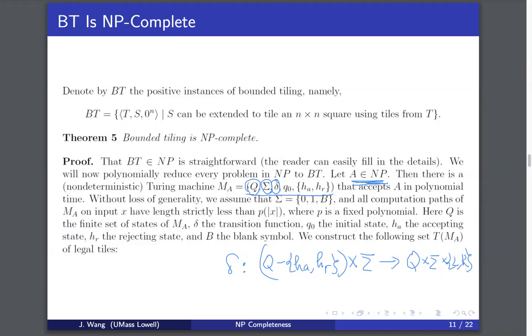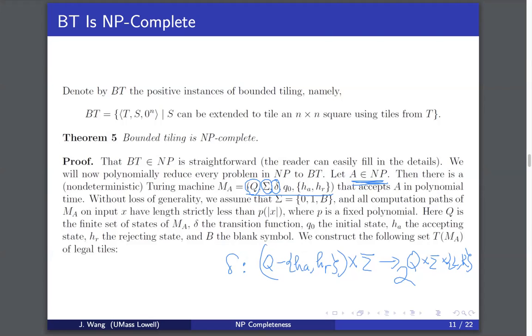Because it is non-deterministic, I may have more than one choice, so actually it is going to a power set. So I put a power set 2 to the this thing to indicate I have multiple choices. So that's a transition, and HA is an accepting halting state, and HR is a rejecting halting state. So that is what it is for Turing machine MA to accept A.